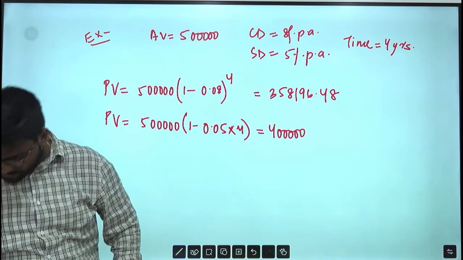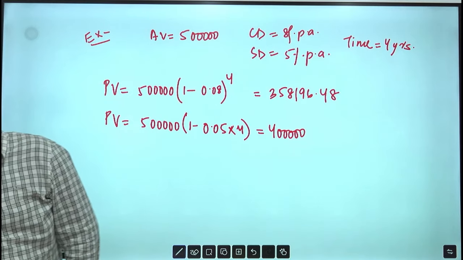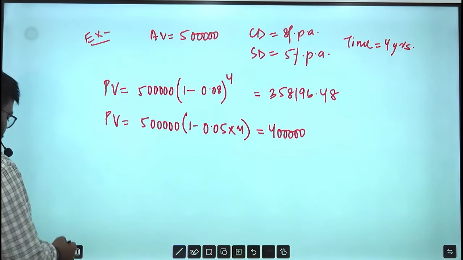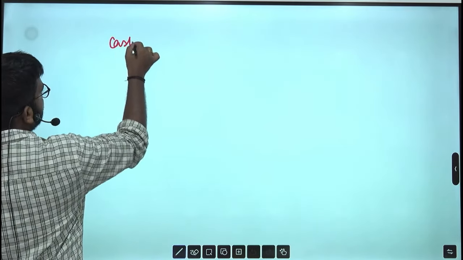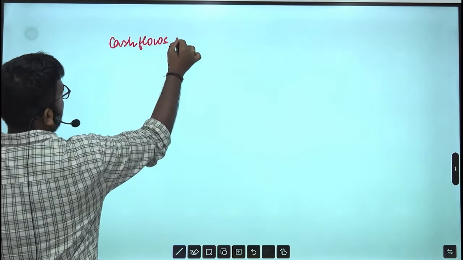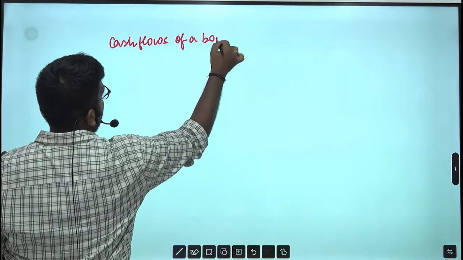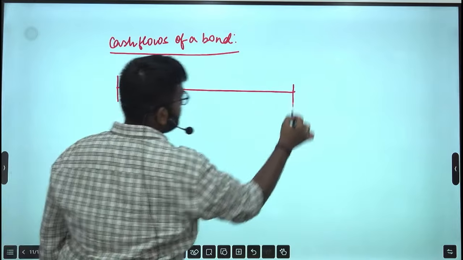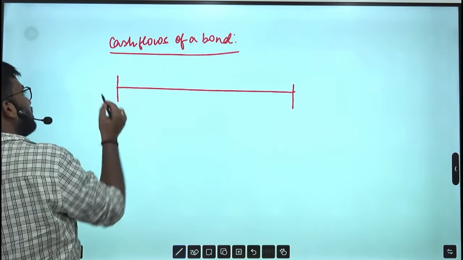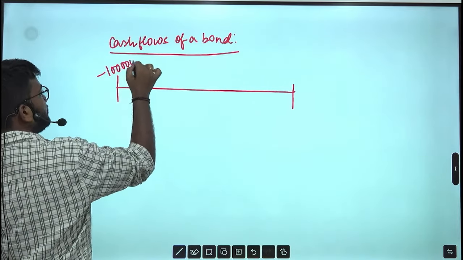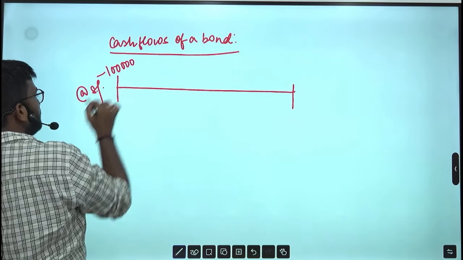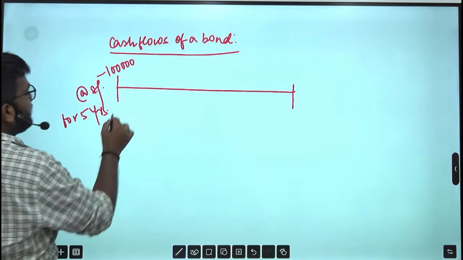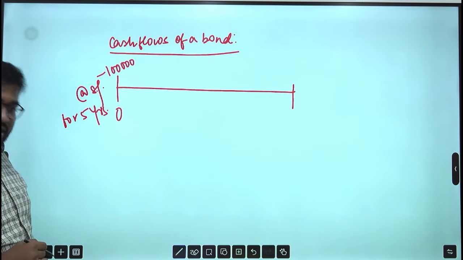Okay. Next is I'm going to tell you about the cash flows of a bond. Suppose you have given someone 1 lakh rupees at the rate 8% for 5 years. So you have given someone at time zero 1 lakh, so it's a negative outflow for you.